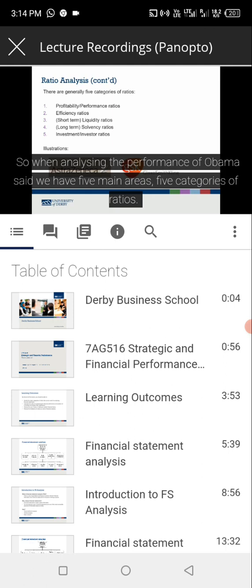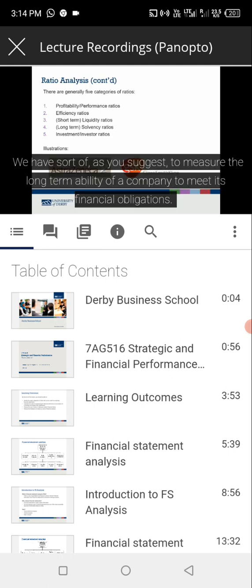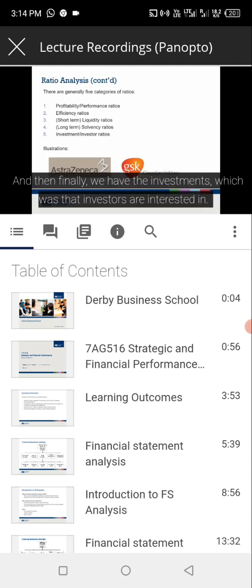So when analyzing the performance, remember we said we have 5 main areas, 5 categories of ratios. We have profitability, which is a performance ratio. Is that okay? We have efficiency ratios. We said we have the short term, which is liquidity ratio, and long term, we have solvency. We use solvency to measure the long term ability of a company to meet its financial obligation. And then finally, we have the investment ratio, which we said investors are interested in.